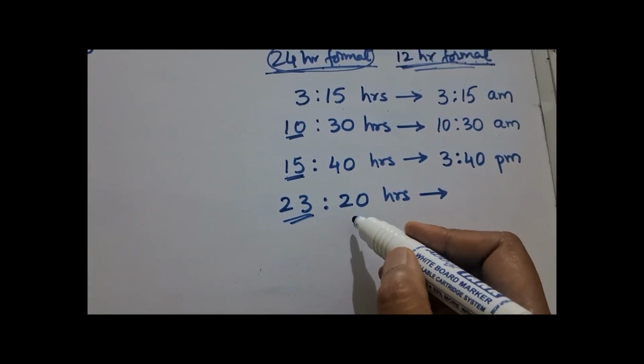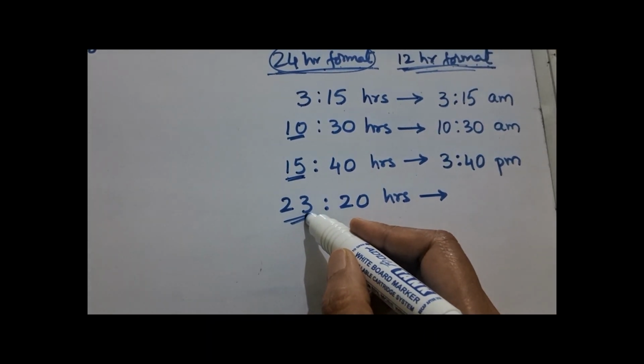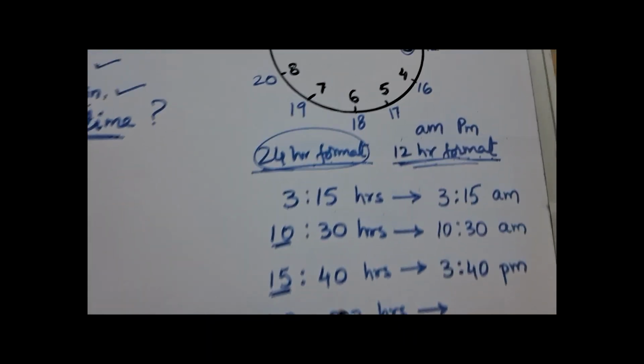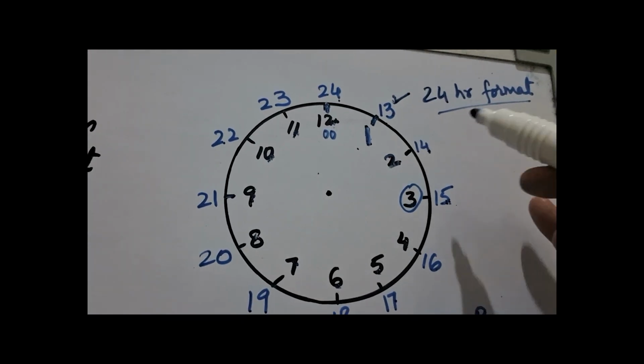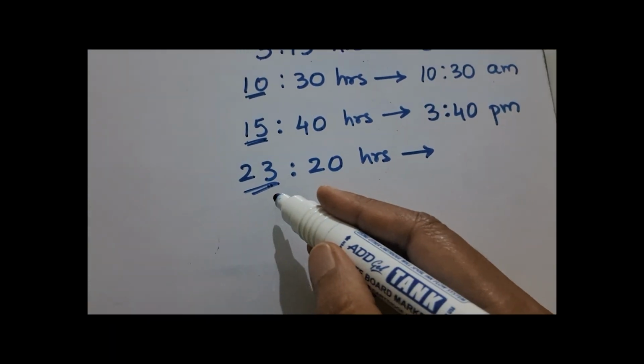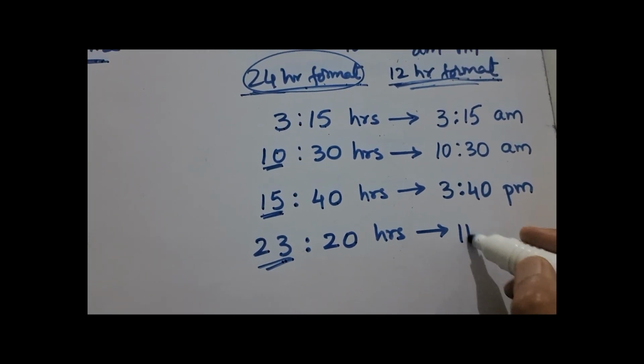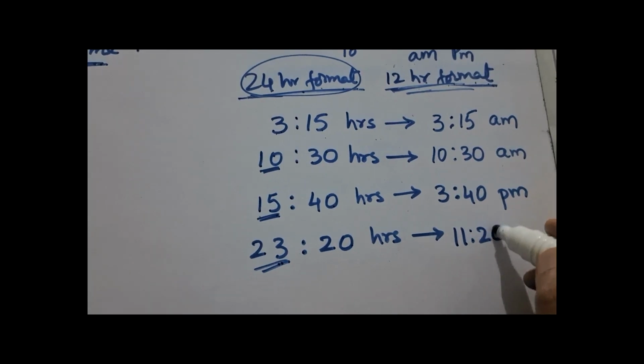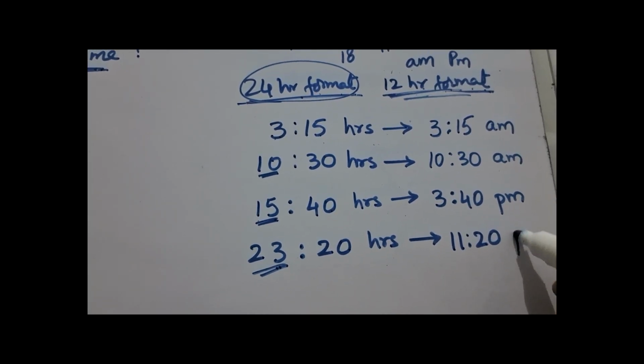Similarly, 23. This is more than 12. Okay, so 23 means what? In the 24-hour clock format, 23 means that is 11. Okay, so 23 means that is 11 hours 20 minutes, that is PM.